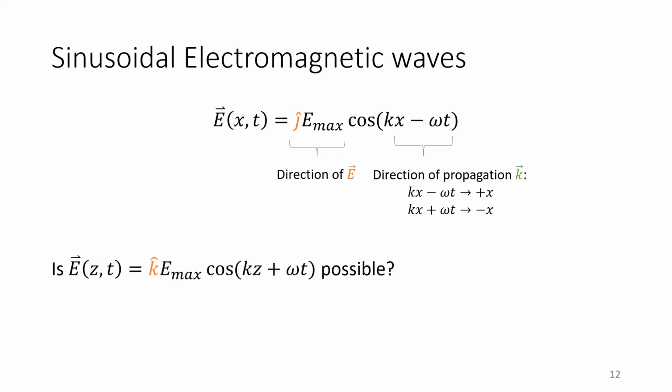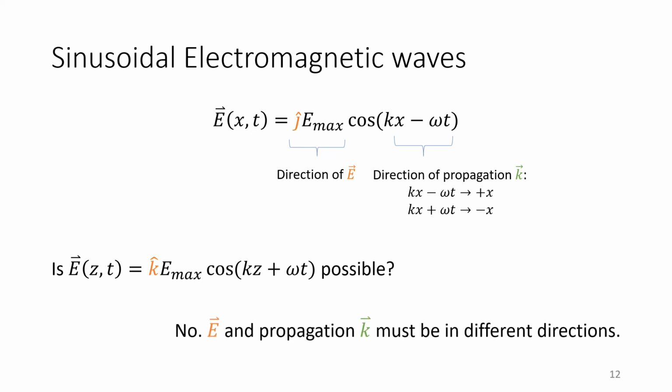Remember that for transverse waves, the fields should not have a component oscillating in the direction of propagation. So if one asks if E(z,t) is equal to k hat E max cosine (kz plus omega t) is a possible wave function, we answer no, because k hat indicates that the field oscillates about z. But the function's cosine argument tells you that it's already propagating along positive or negative z for that matter. Field oscillation and wave propagation must be in different directions for transverse electromagnetic waves. And we want transverse electromagnetic waves because they're the ones that satisfy Gauss' law.